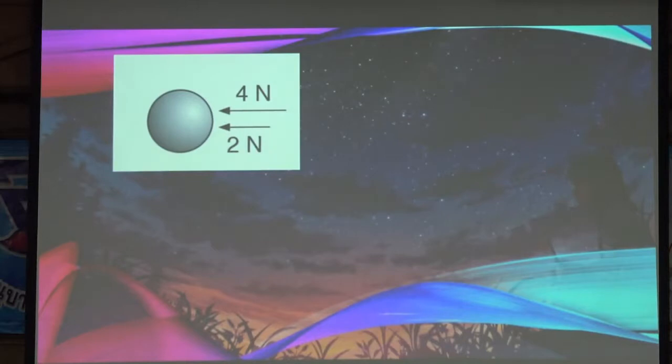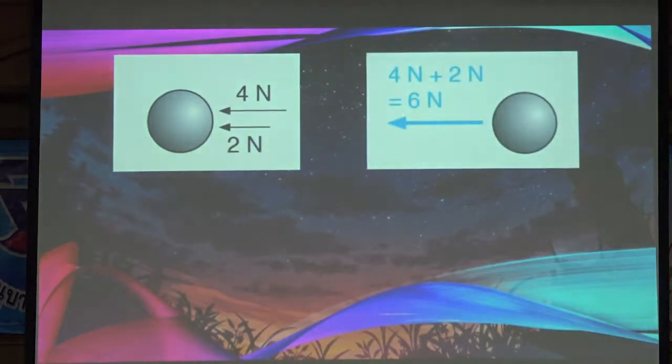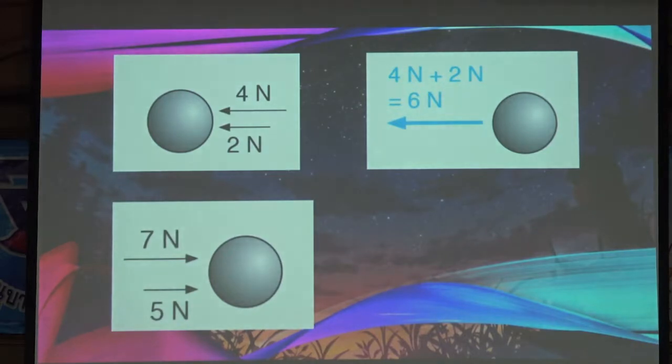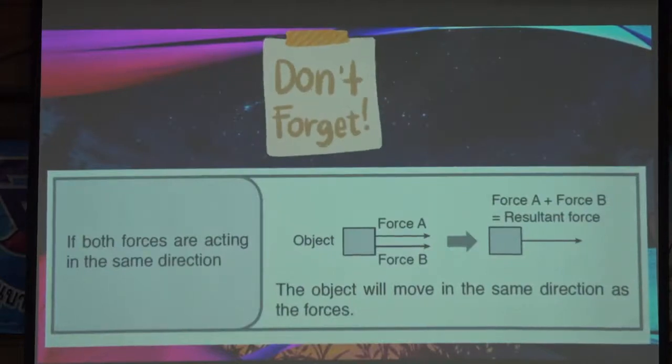More examples. 4 newtons and 2 newtons going to the left. What do we do? Add again. 4 plus 2 equals 6 newtons. So the ball will move to the left, this side. Next, 7 newtons and 5 newtons acting to the right. 7 plus 5, that's 12. So the ball will move to the right. Don't forget, if both forces are acting in the same direction, the objects will move in the same direction as the forces. So force A plus force B will be your resultant force.